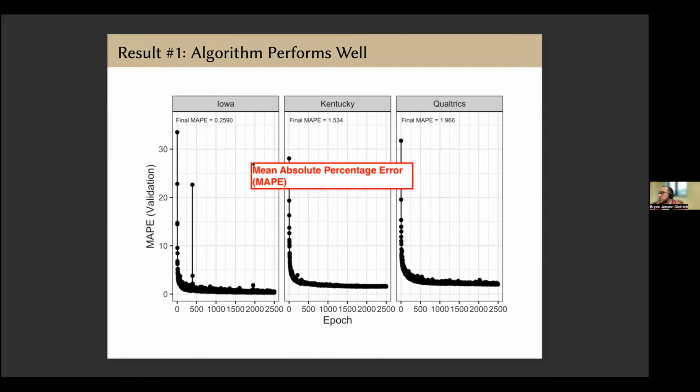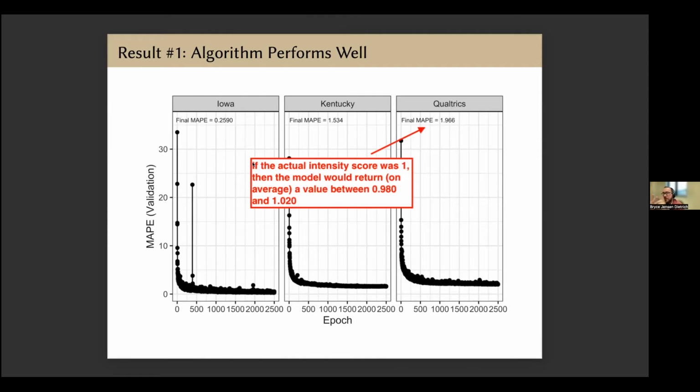So to understand what these scores are at the top, let's look at this one for the Qualtrics data. This used audio, text, and image data for this estimate. If the actual intensity score was 1, then the model would return on average a value between 0.980 and 1.020, because the final MAPE in this instance is a percent. So it means that the score returned by the model is going to be off by approximately plus or minus 2% based on the base score.